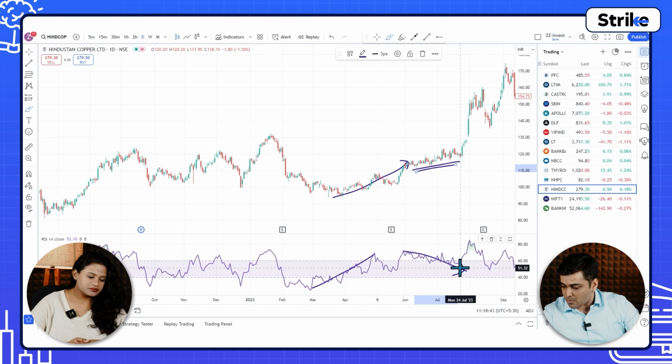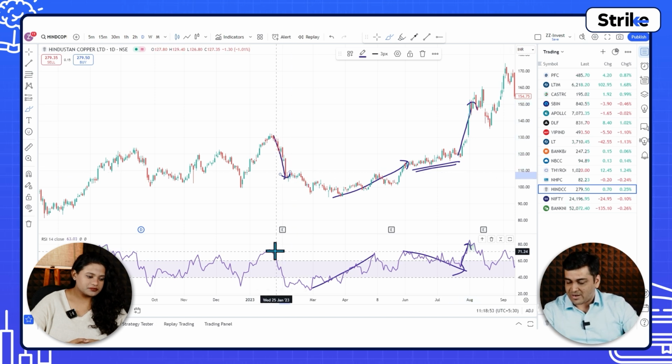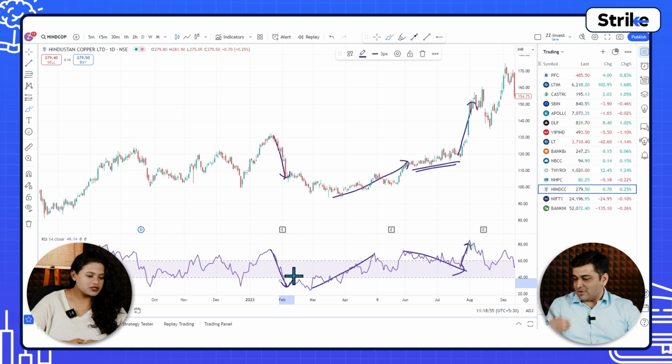Now look at this. When momentum takes good speed over here, what happens? The prices go up sharply. And whenever prices come down sharply, what will happen to the momentum indicator? It will come down. Right, so this is RSI.